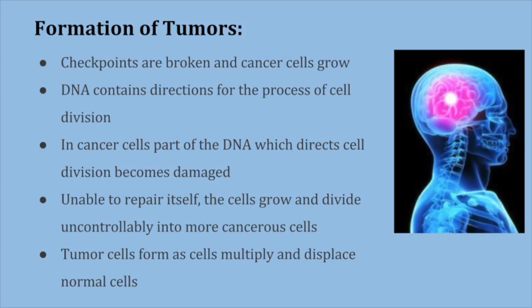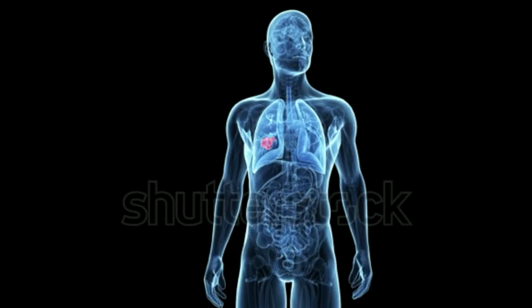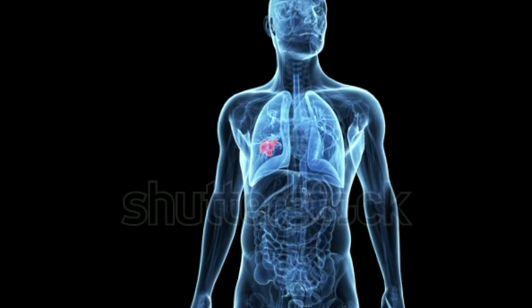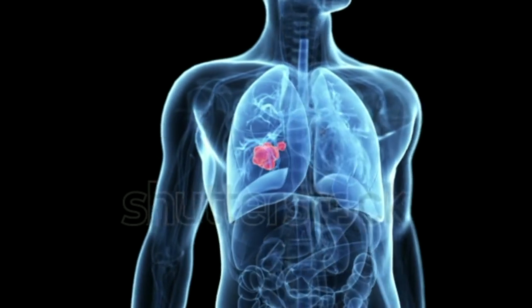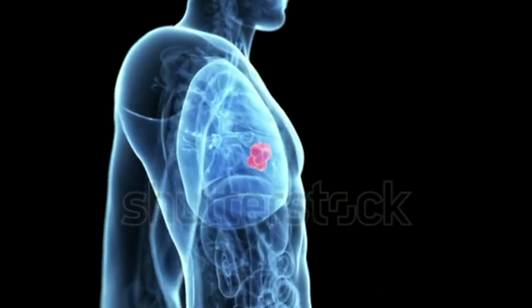Tumor cells form as cells multiply and displace normal cells. Here, a tumor on the lungs of a human body is shown. As seen, the tumor is a massive tissue which grows.